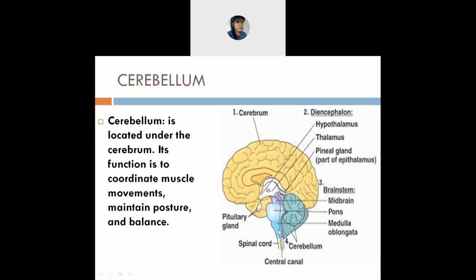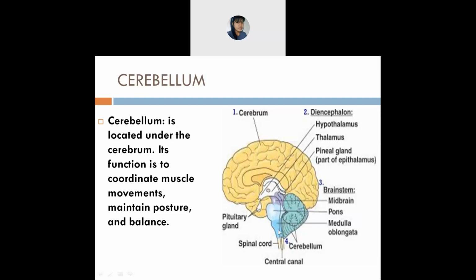They also maintain posture and balance. It means the cerebellum helps you in maintaining your posture, like when you sit, when you stand, any posture, whatever you do. They not only maintain your posture, they also balance it.